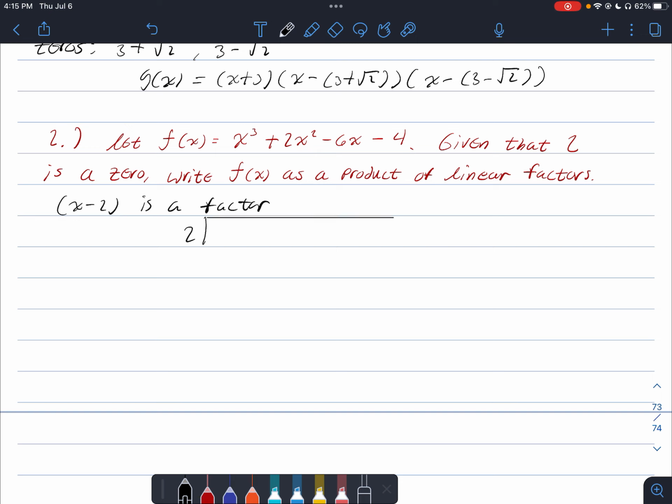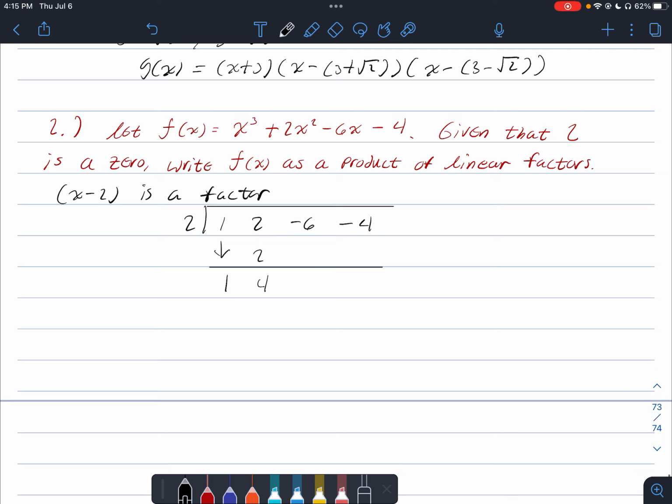Let's put in our coefficients here. We have 1, 2, -6, and -4. So let's go ahead and bring down this 1. So 2 times 1 is 2. 2 plus 2 is 4. Times 2 is 8. So -6 plus 8 is 2. 2 times 2 is 4 again. So -4 plus 4 is 0. So great. That means x minus 2 is a factor because there's no remainder here.